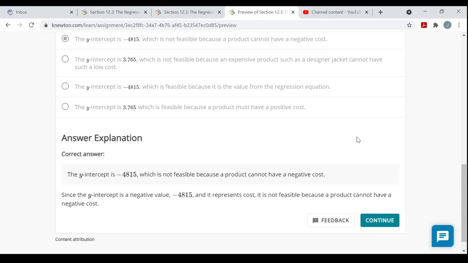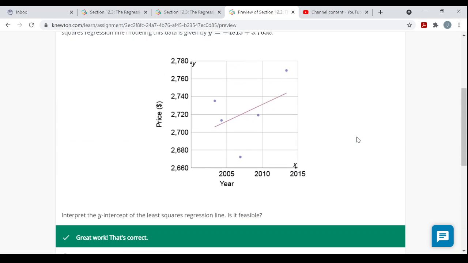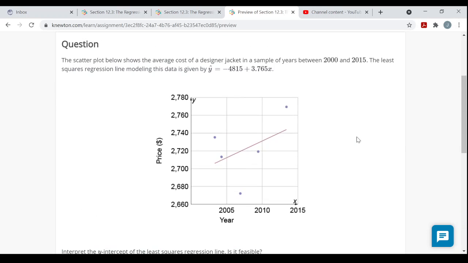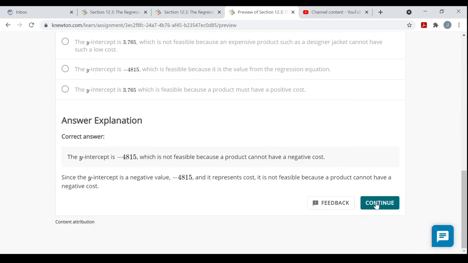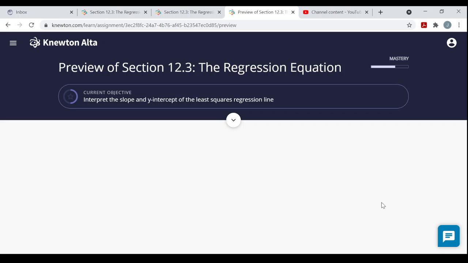So you've got to really pay attention to the scenario you're in. What's the context of the problem? What do these variables represent? And then in the context of the problem, you can then say if the y-intercept makes sense for the problem, which here it does not. And I believe that's all for this question, and that's all you're asked to do.